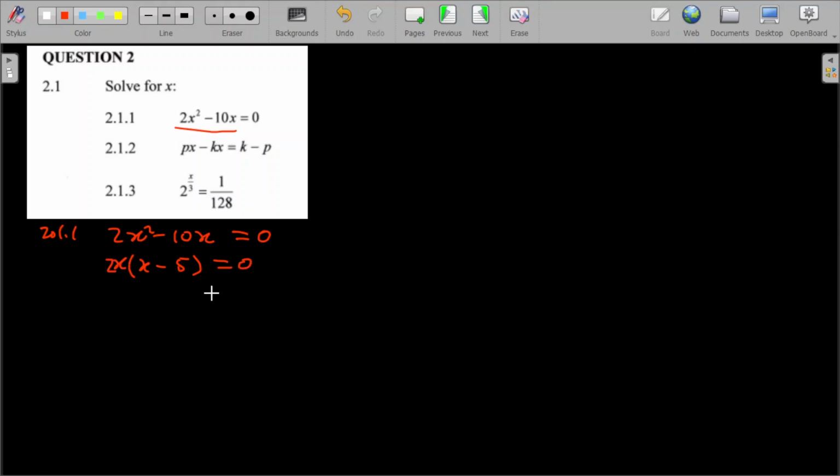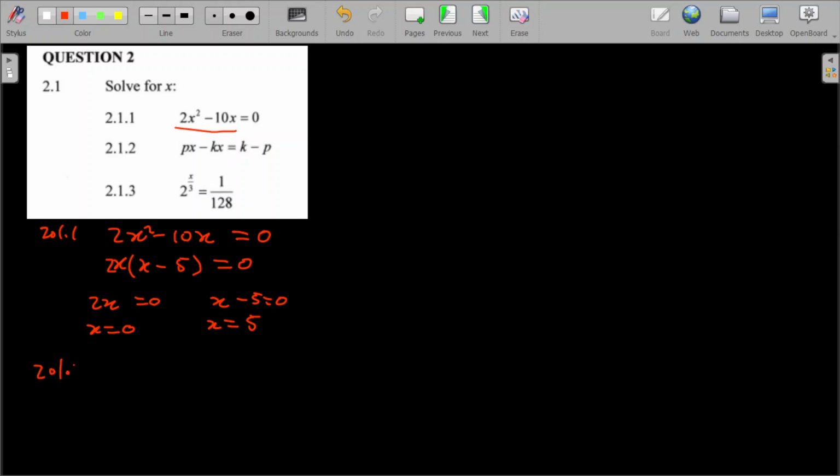And then from here, this is going to be equal to 0. So 2x is equal to 0, and x minus 5 is equal to 0. Divided by 2, so it's going to be 0. And then here, transpose 5 is going to give me 5. Now, let's get into that one.